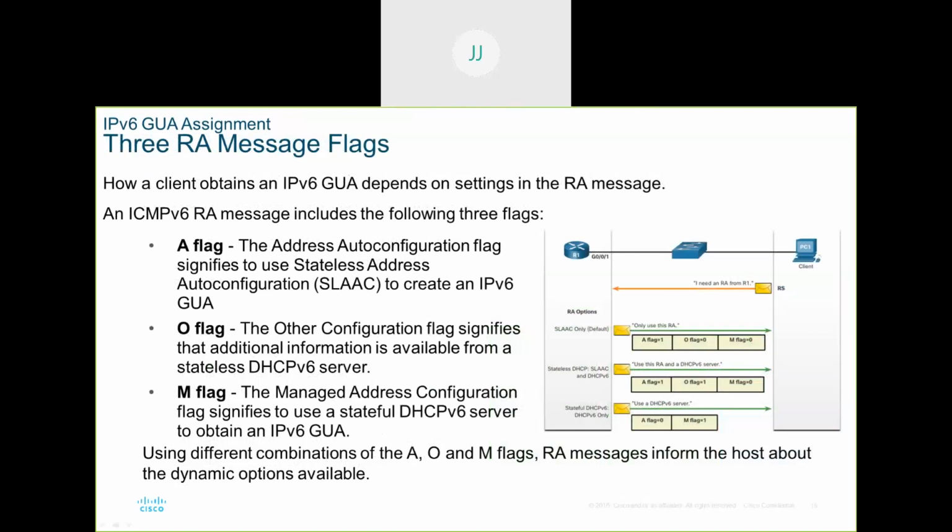The ICMP version 6 RA message uses three flags to determine which method is used. There is a test question that you will likely see about this, so you need to understand this. If the A flag is set to 1, then that method is SLAAC only. If the A flag and the O flag are both set to 1, that signifies SLAAC with stateless DHCP. And lastly, if the M flag is set to 1, then that is a stateful DHCPv6 server.